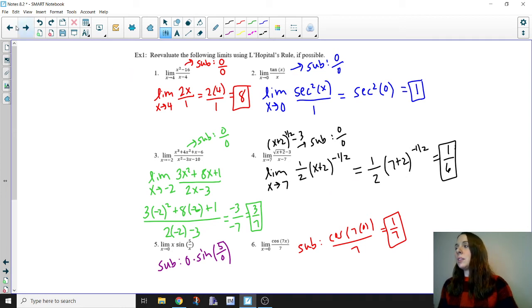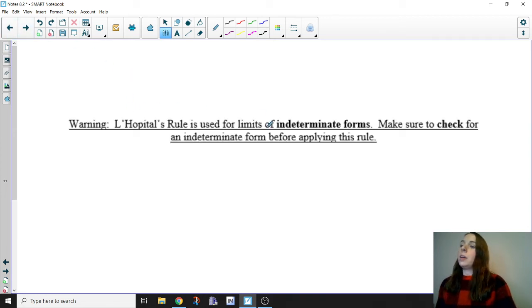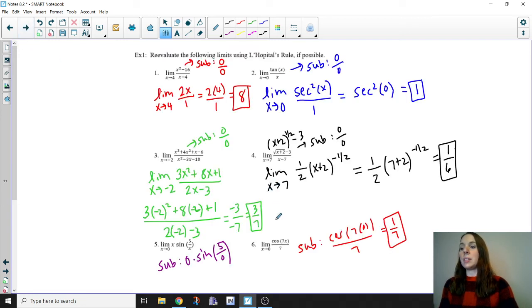So going back to this warning, I'm calling it a warning because sometimes we just get into a groove of using L'Hopital's rule for every single limit that we see, and in some cases that could be detrimental, and number 6 is one of them. If you try to take a derivative here, you're going to get -7 sine of 7x over 0, and that's not going to work, right?